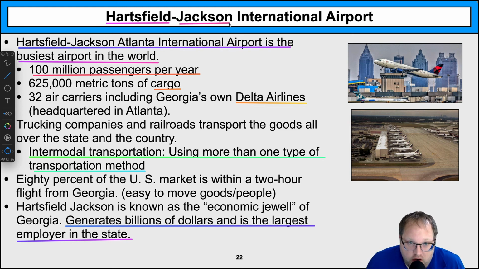The Jackson in the airport's name comes from a guy named Maynard Jackson, and his name was added to the airport in 2003 upon his death. Maynard Jackson was the first black mayor of Atlanta, and he also was responsible for the expansion of the airport, where they built the international terminal, which allowed you to fly out of the country from the Atlanta airport.